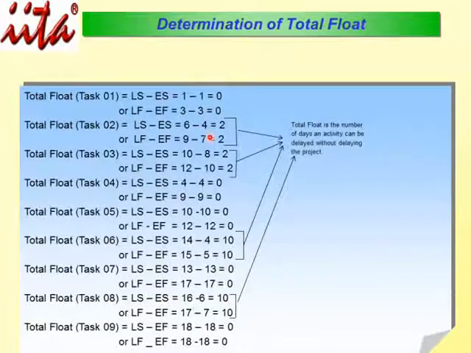So we have done the total float. There are only task 2 and task 3 that have a total float of 2, and task 6 and task 8 both have a total float of 10. And we say total float is the number of days an activity can be delayed without delaying the project.